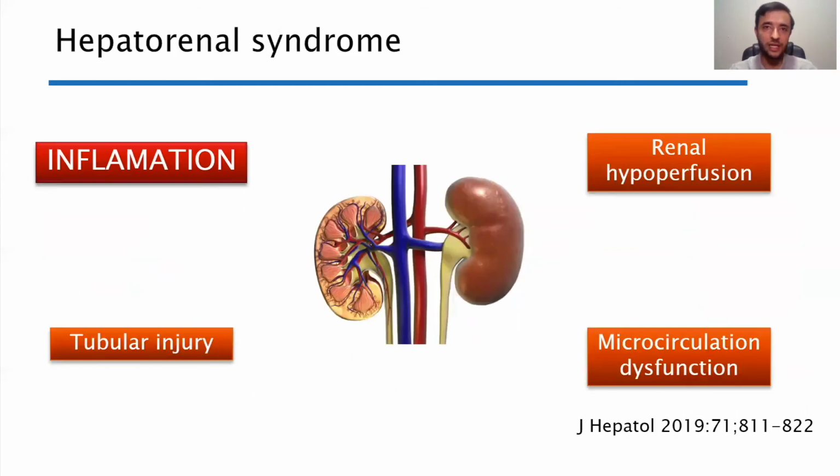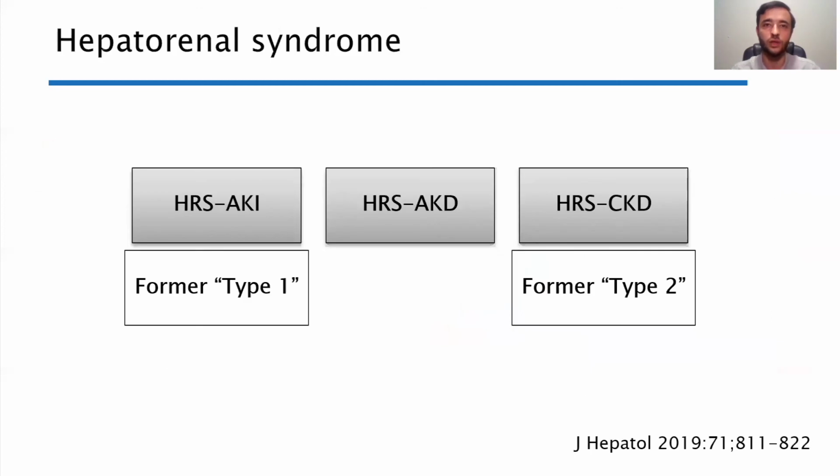This is not the only mechanism that acts in HRS. Nowadays, we know that inflammation is a very important component of this pathophysiology. The inflammation plays a role in the renal hypoperfusion. It leads to hemodynamic dysfunction, but it also leads to tubular injury and microcirculatory dysfunction in the kidneys and also in other organs. HRS may be classified as HRS-AKI, formerly known as type 1 hepatorenal syndrome, HRS-acute kidney disease, and also HRS-chronic kidney disease, formerly known as HRS type 2.